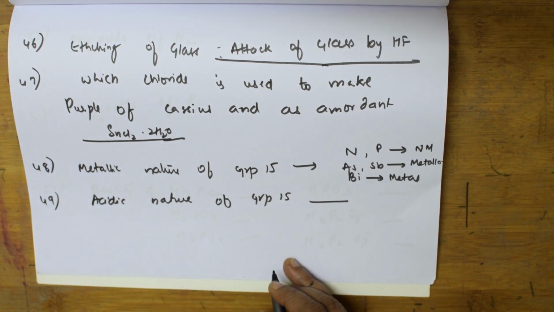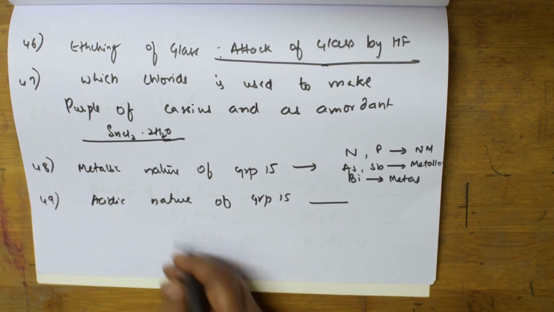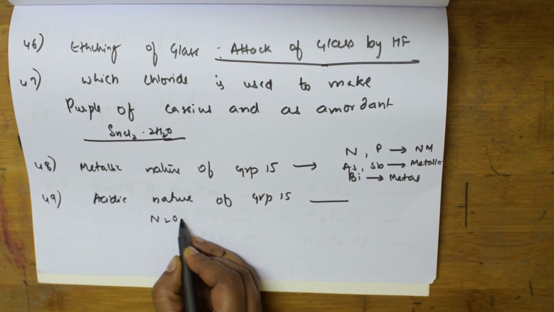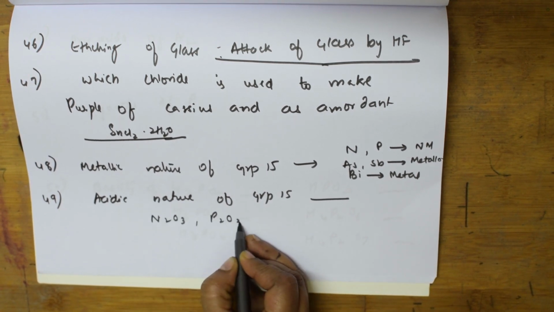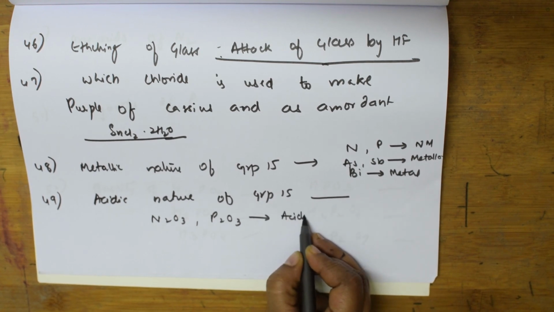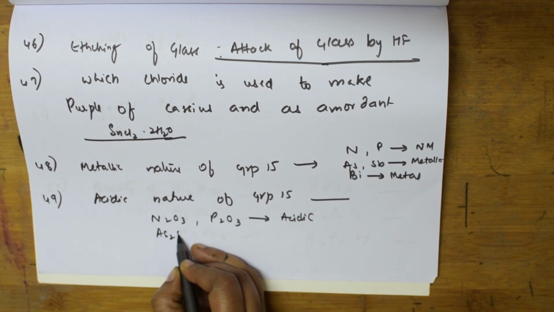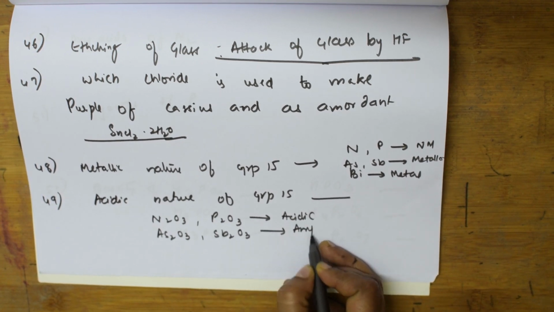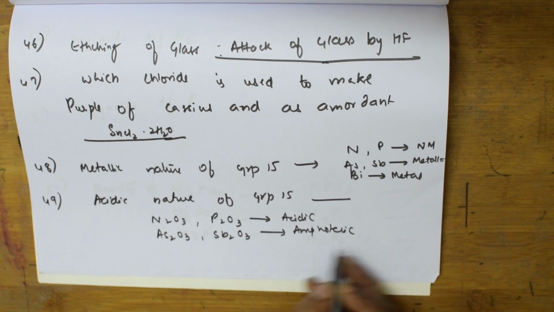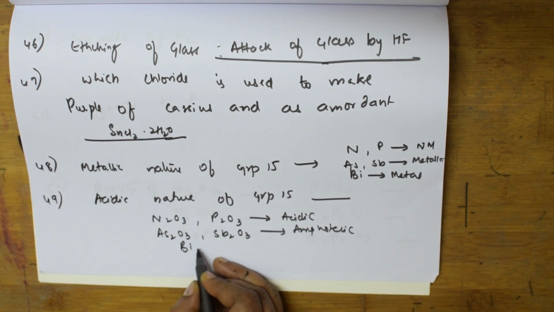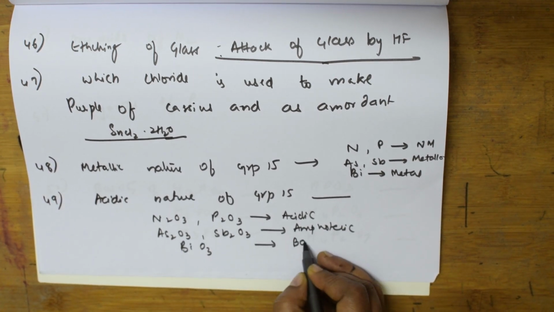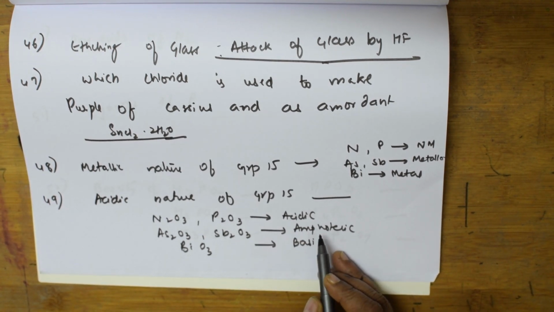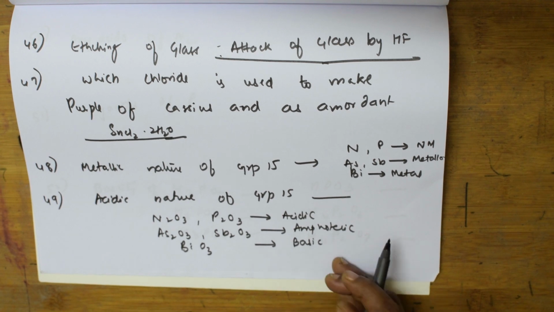Now, acidic nature of group 15. When I see the group 15 oxides, what are the different oxides? N2O3 is one, P2O3 is one, and these are acidic in nature. Next, As2O3 and Sb2O3 are amphoteric in nature. Bi2O3 is basic in nature. So first two are acidic, next are amphoteric, next are basic.